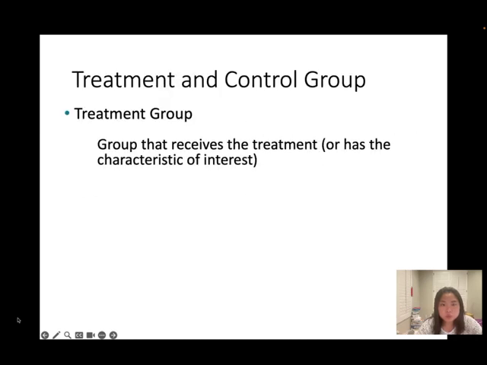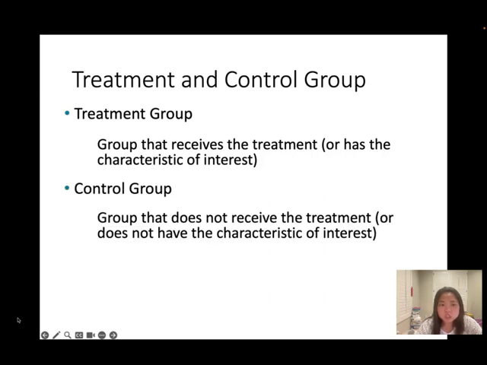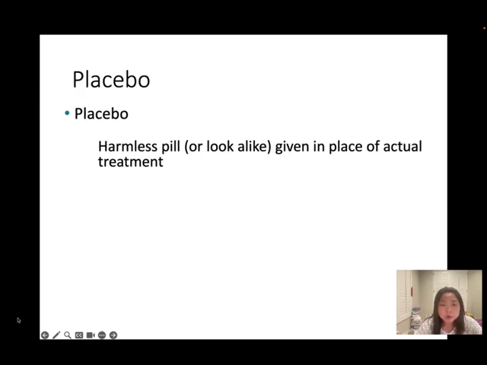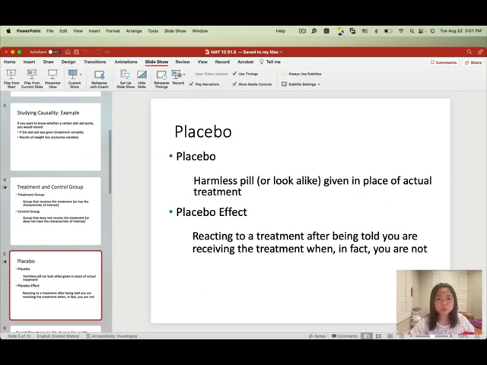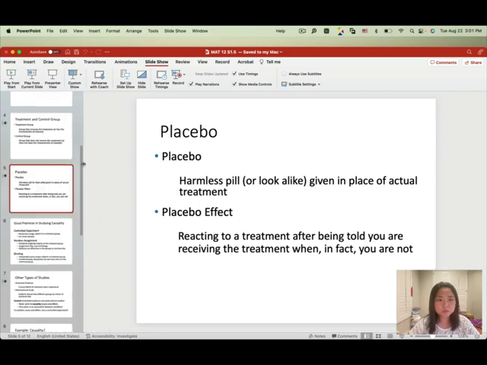Okay, treatment and control group. The treatment group is the group that received the treatment or has the characteristic of interest. The control group does not receive the treatment or does not have the characteristic of interest. I will use an example to explain these two, and also the placebo. Placebo means it looks like a drug, but there's no medical effect. And the placebo effect is reacting to a treatment after being told you are receiving the treatment when in fact you're not. Let me use the example to explain these four terms.